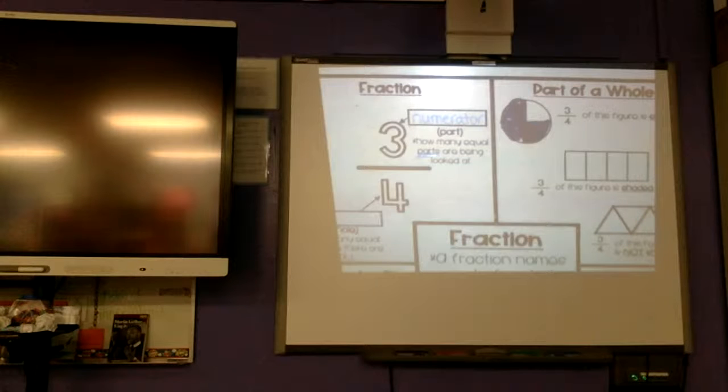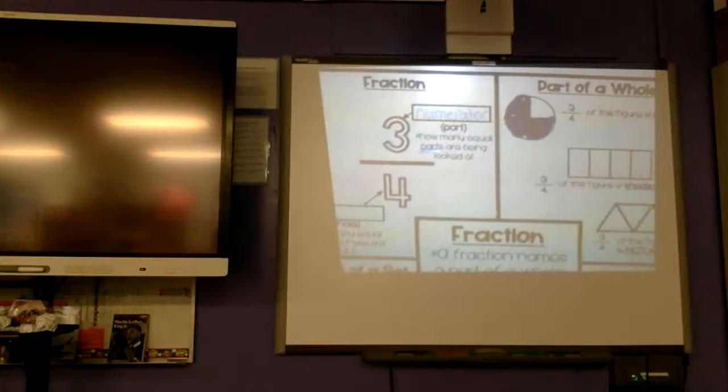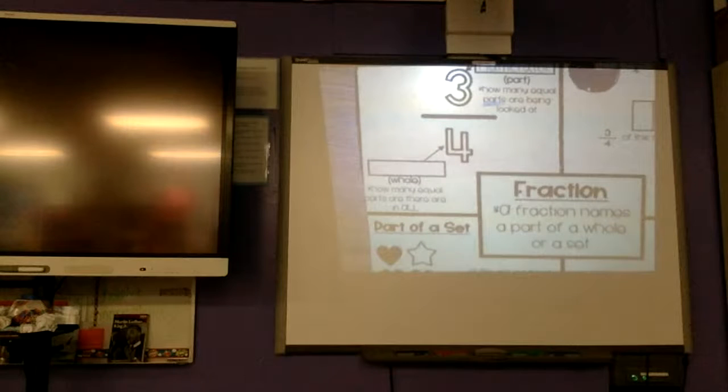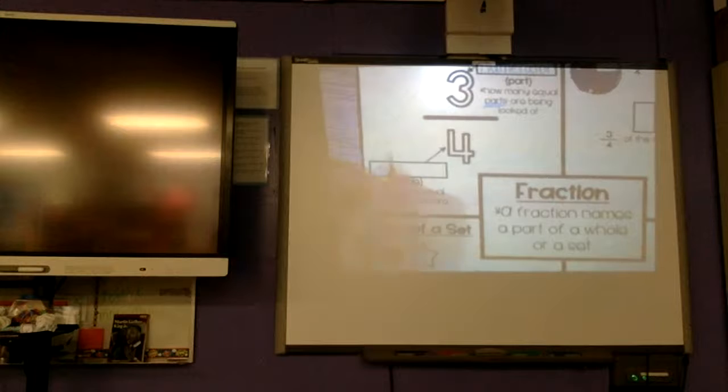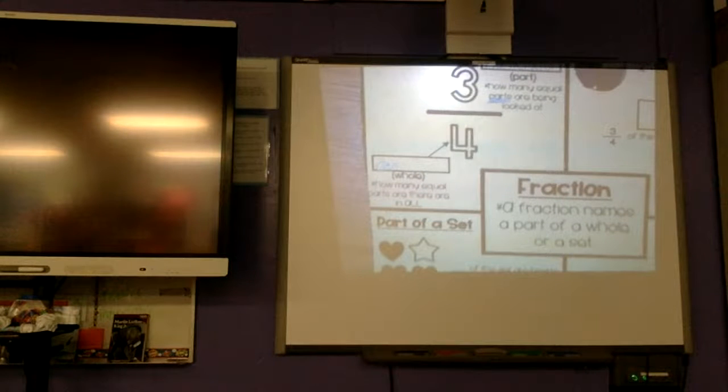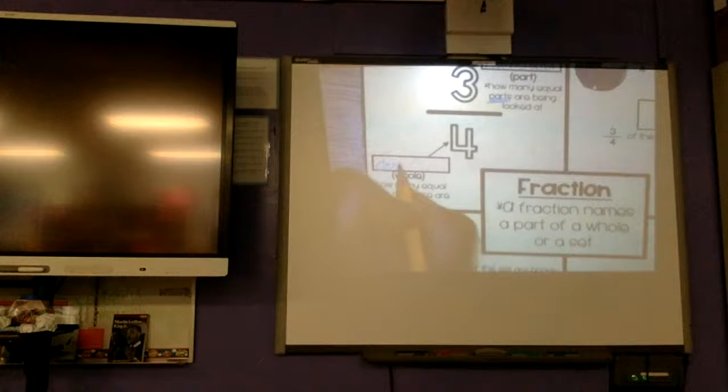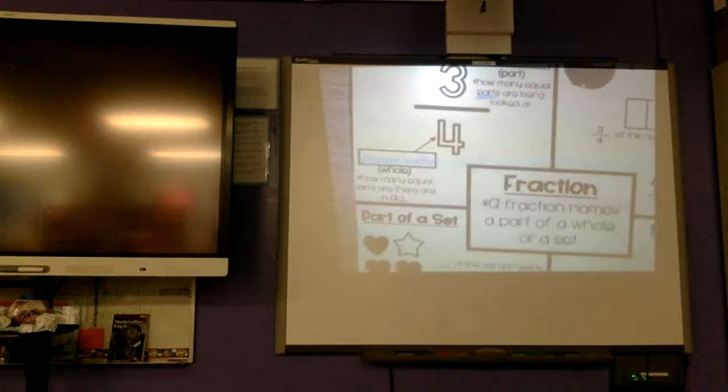Very good. What is this bottom number of a fraction called? Drake? A denominator. Everybody say that word: denominator. And the denominator describes what, Kaylin? The whole thing, right? The whole shape, the whole group of objects. Go ahead and write numerator and denominator there.